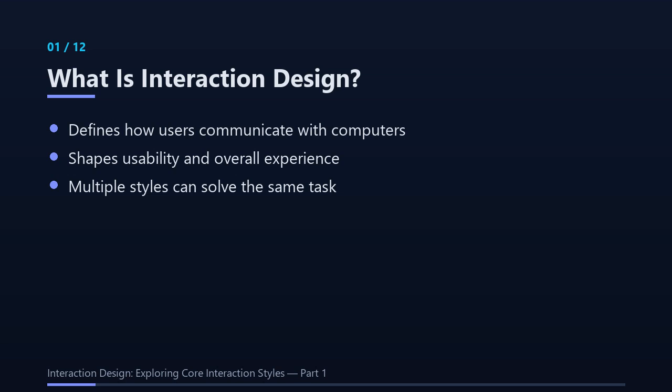The core idea is that there is no single best way to interact. Each style has its own strengths, weaknesses, and ideal user groups. Throughout this lecture we will examine 6 classic interaction styles, see how they differ, and understand when each one shines. By the end you will be able to match a style to a user need, just as a designer matches a tool to a job.